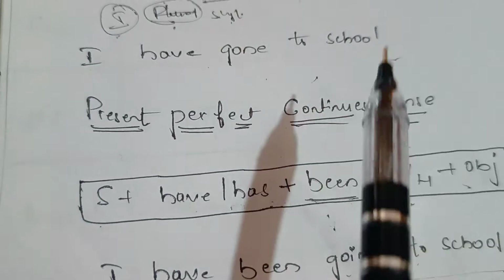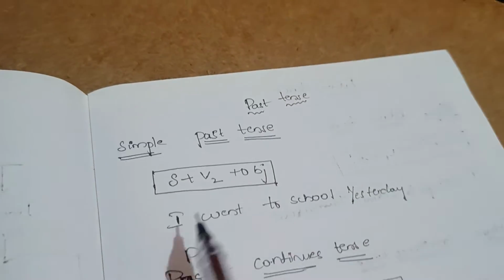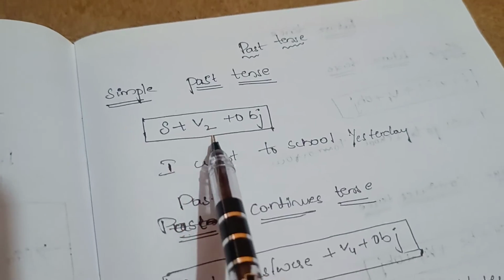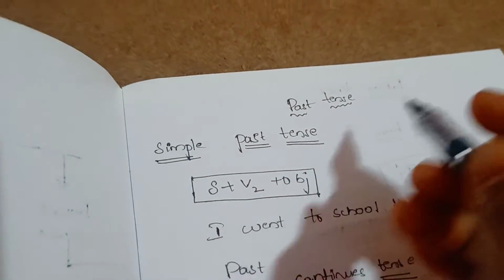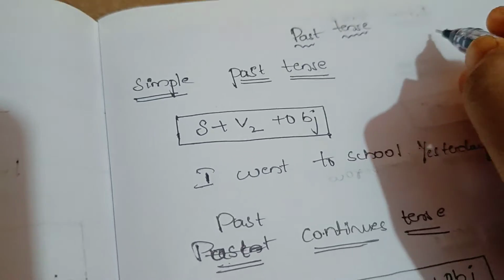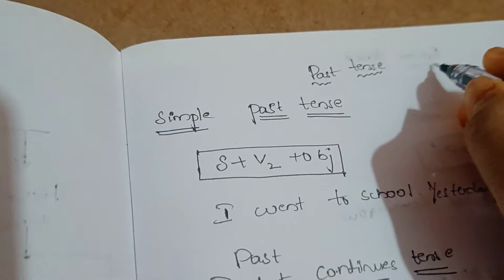These are the present tense. Now let's see about past tense. Okay. So the past tense, the formula for simple past tense is subject plus V2 plus object. So, in the last example, we have given for go, no? So, let's see verb forms of go.